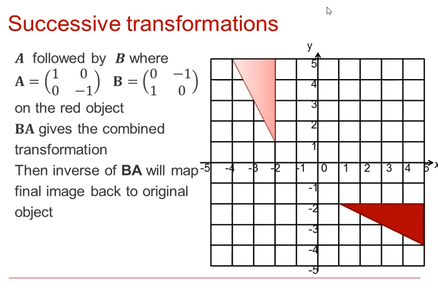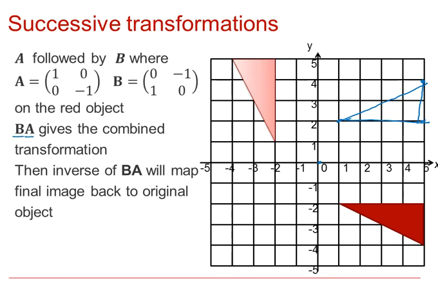Firstly A, being a reflection in the x-axis, would give us points here, here, and here. In other words, this shape here. So that's after A. And then if you rotate about the origin by 90 degrees, you would end up with this pink image after the double transformation, or in other words, BA. Remember that you multiply firstly by A, closest to the shape, and then secondly by B. So BA gives the combined transformation.